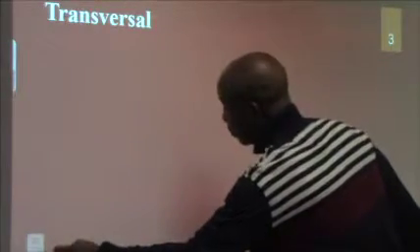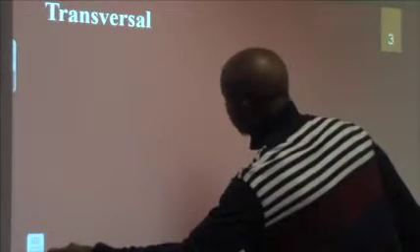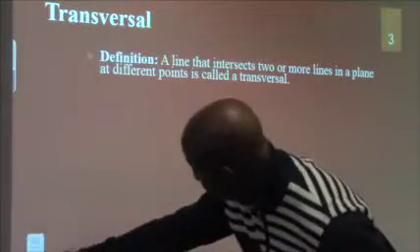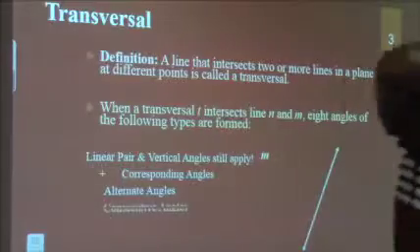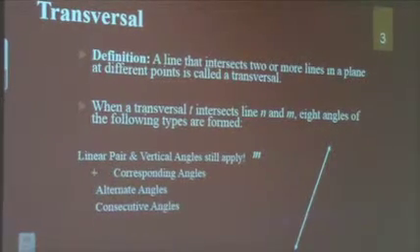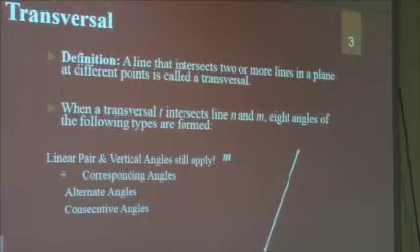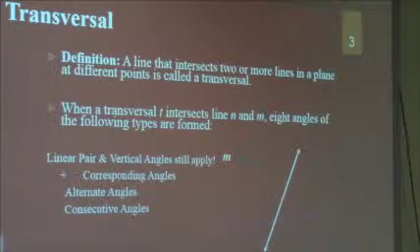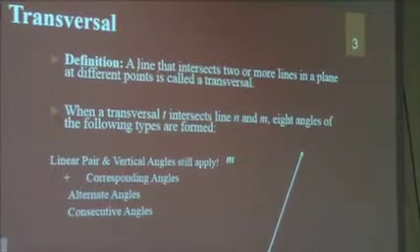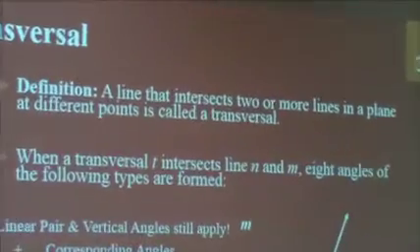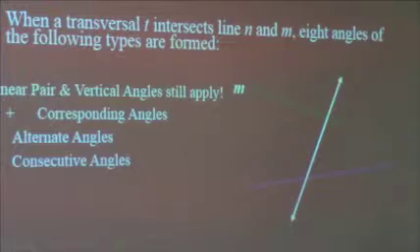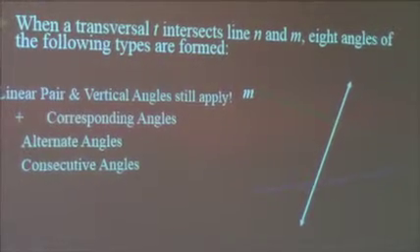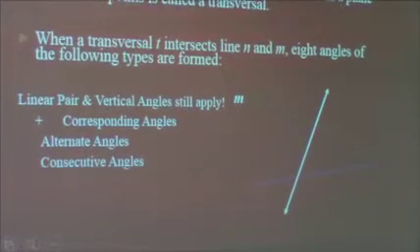So first of all, let's talk about what is a transversal. A transversal basically is a line that intersects two different lines in a plane. So for example, we have a line M, we have another line here, the green and the purple line. The white line here is a transversal intersecting the green line, line M, and the other line N.